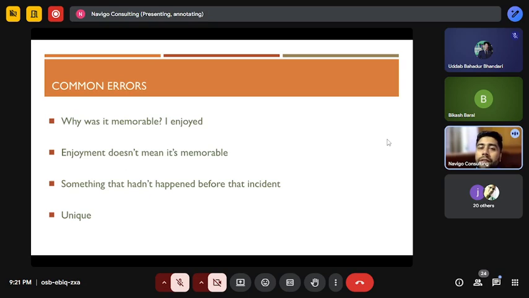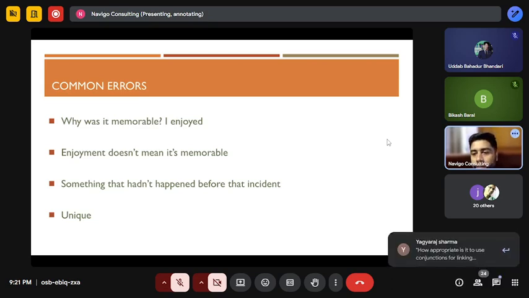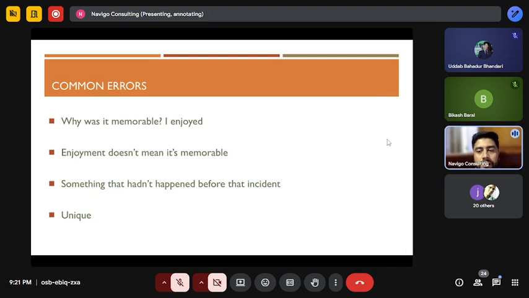I went for a walk with my friend and we enjoyed a lot. We drank, we laughed, we smiled, and it was memorable. So enjoyment doesn't mean it's memorable. You can enjoy anytime, you can enjoy in your home. Yes, you can use conjunctions for linking sentences.